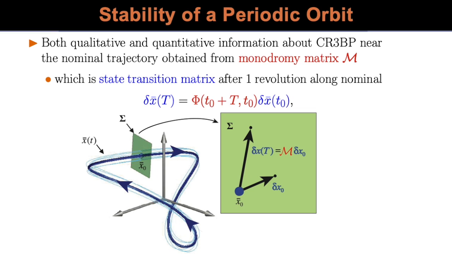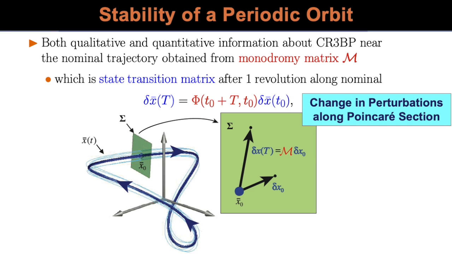Well, we calculate what's called the monodromy matrix. This is the state transition matrix after one revolution along the nominal periodic orbit, period T. So after one period, delta x after capital T equals this matrix M times the initial perturbation, whatever that initial perturbation is. We can look at the monodromy matrix for specific orbits to get the local dynamics. M is the state transition matrix after one full period, one revolution.